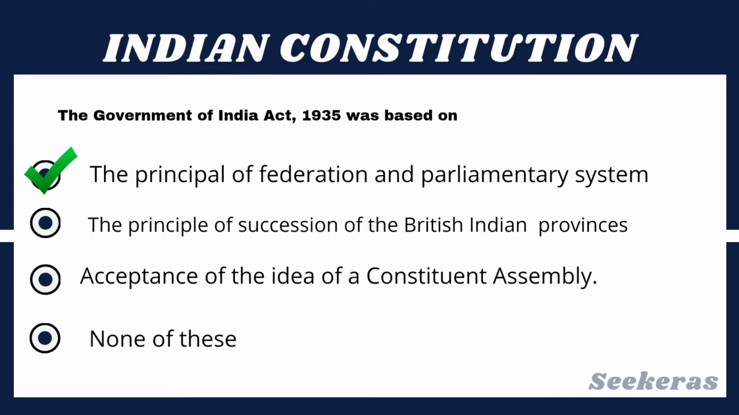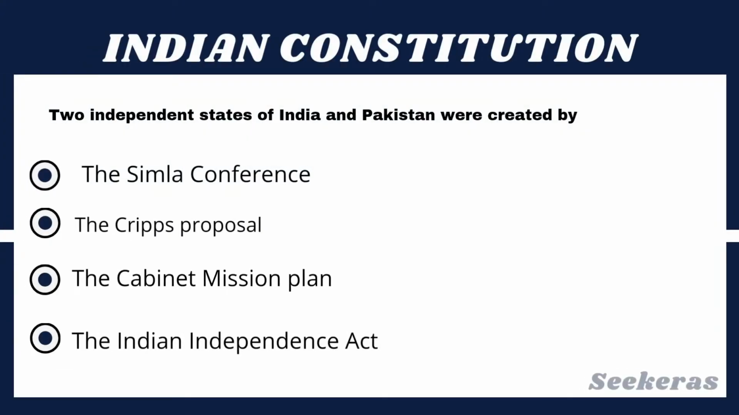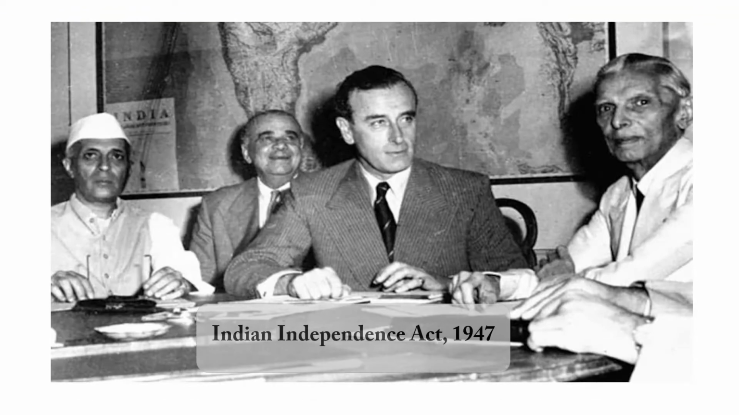Question number 3. Two independent states of India and Pakistan were created by Option A, the Shimla Conference. Option B, the Cripps Proposal. Option C, the Cabinet Mission Plan. Or Option D, the Indian Independence Act. The answer is Option D, the Indian Independence Act. The Indian Independence Act was passed in 1947.